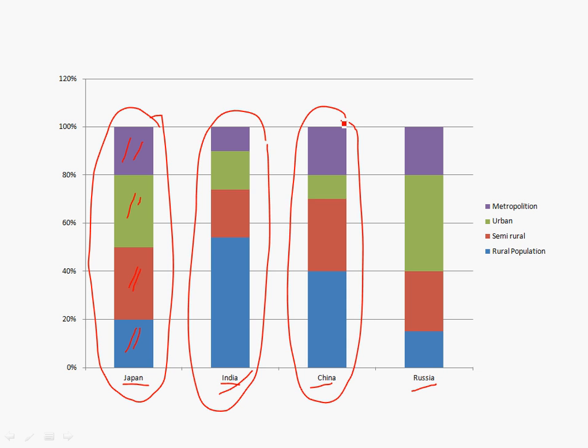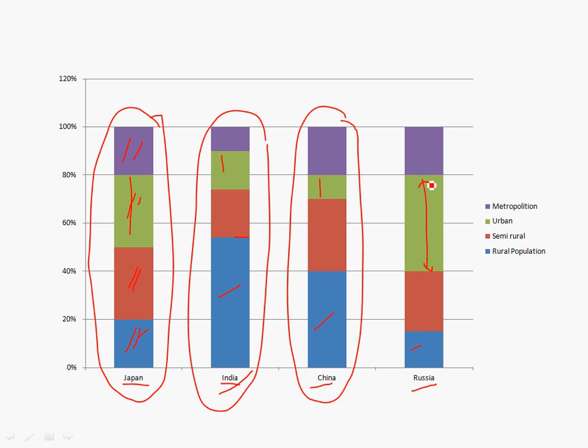So 100% population. Now what is the use of this graph, right? So if there is a question which country has highest rural population, so rural you can straight away compare with this, right? So which has the highest rural block? India has the highest rural block, right? Similarly, if we have to find which has the highest urban block, now you have to just see at this green block, right? Which is the longest green block? This one is the longest. So Russia has the largest urban population, right?